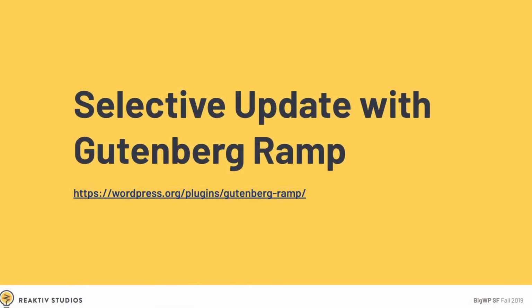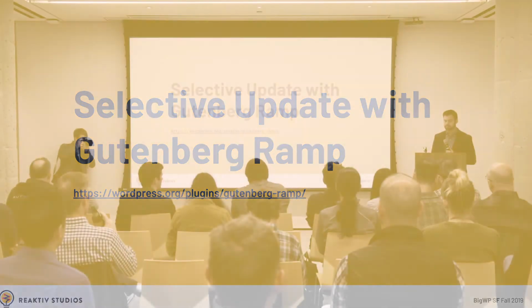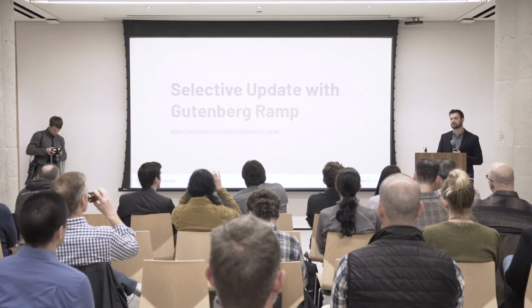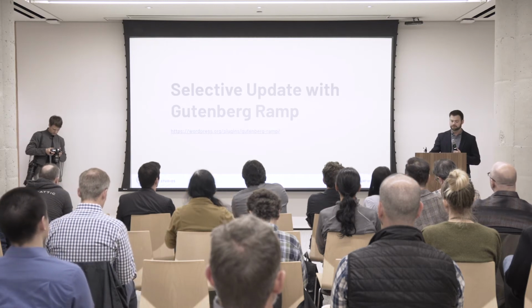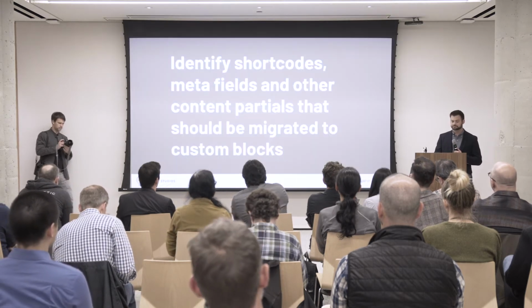So the way we selectively updated those was using the Gutenberg Ramp plugin. It was a great plugin for this. You can choose specific post types or even specific post IDs and use Gutenberg just for those and use the classic editor with other ones as well. So that worked really well for this.